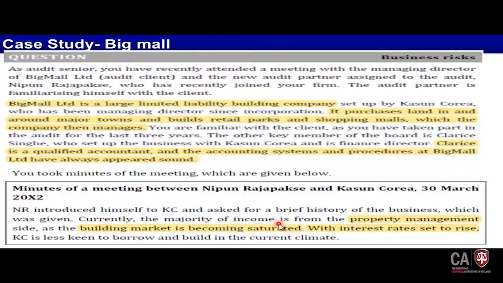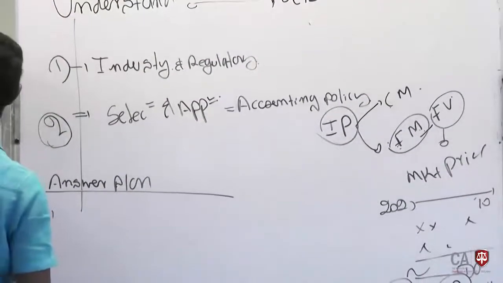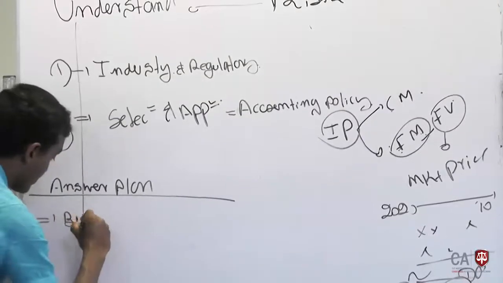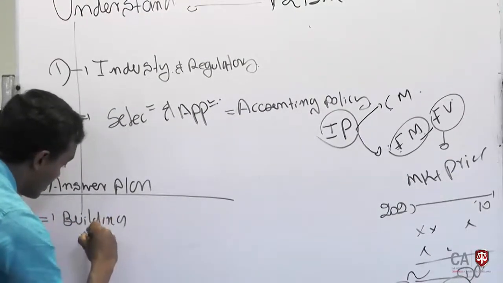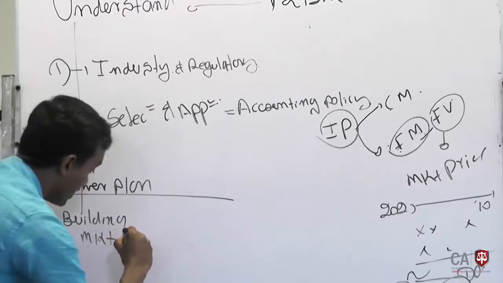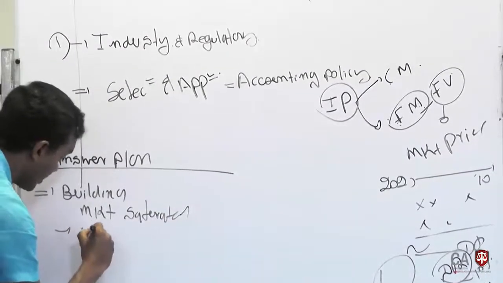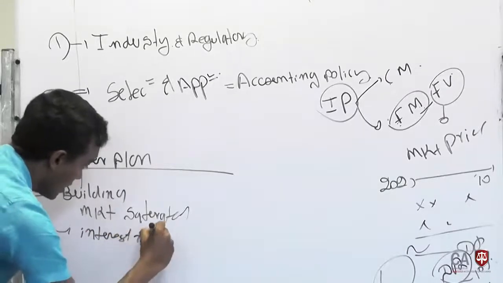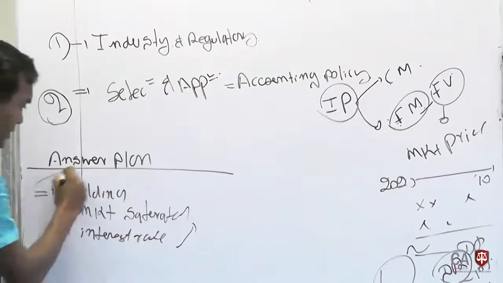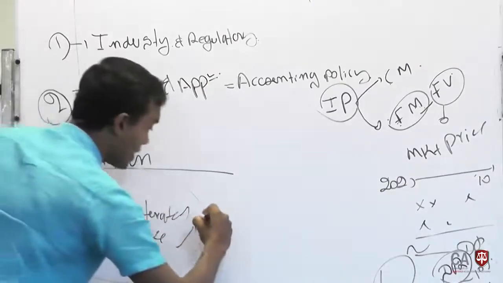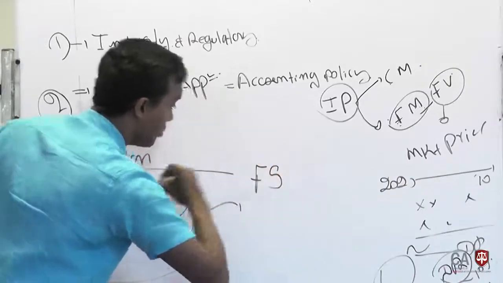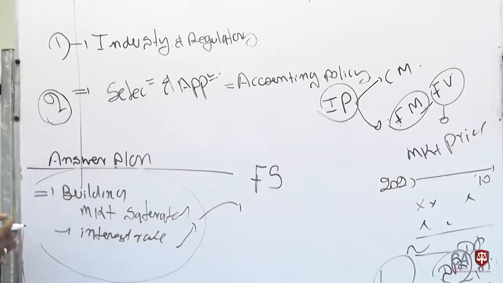Now this is my answer plan, because there is one question about the business risk. Then I will write some points here saying, what market is saturated? The building market is saturated. So that means I cannot do much business. Saturated. So in my answer I note this, especially in the context of interest rates rising. Now if this is a risk inherent in the business, as the auditor, can I link this to the financial statements? That approach is called the business risk approach. But my question is, how can we link this directly to the financial statements, the building market being saturated?